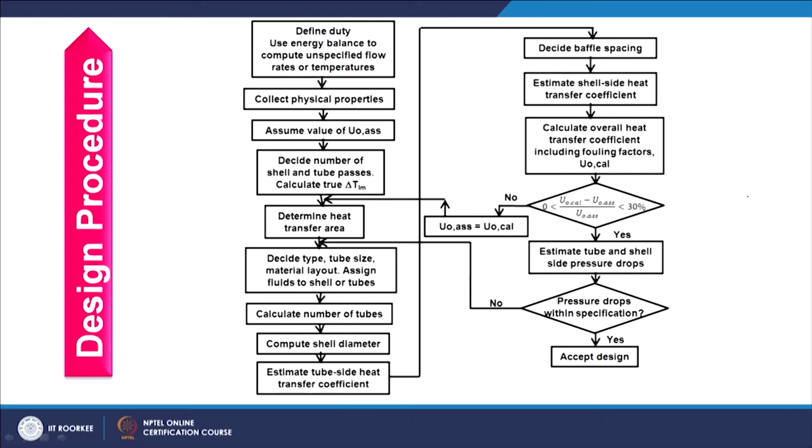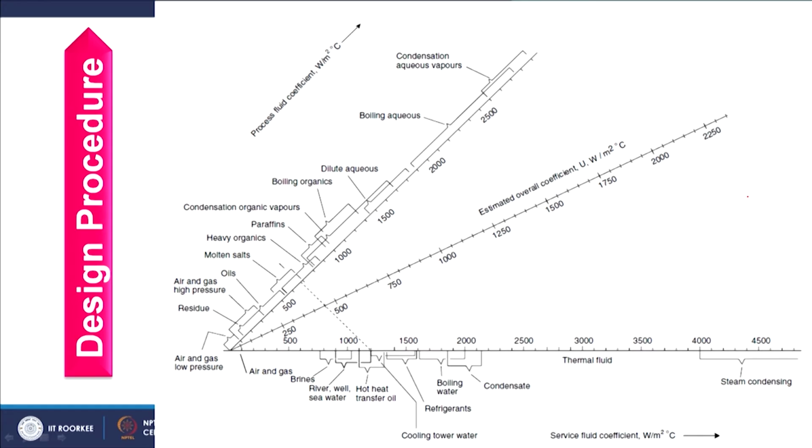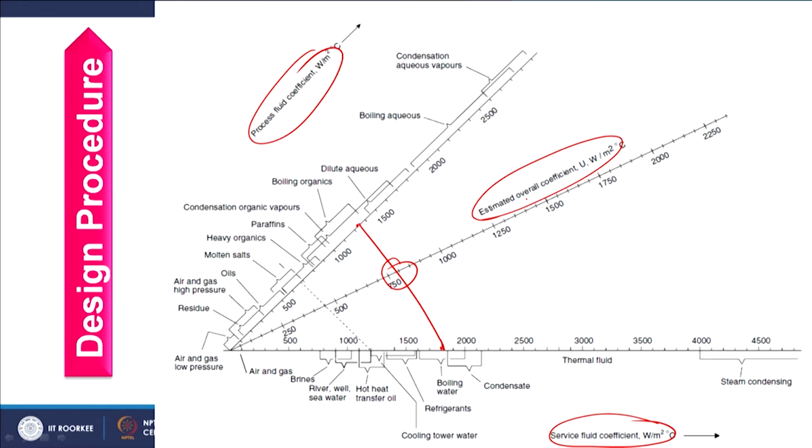And after that we have to assume the overall heat transfer coefficient value. Now how do I assume this? That you can do through this graph which I have already discussed in basic design parameters. So here I have the process fluids and here I have the service fluids. Depending upon the process fluid and service fluid, you can consider the center of these ranges for whatever fluids you are considering, and just draw a line between the two, and wherever it is cutting this middle line, which is basically the estimated overall coefficient, I am calling it the assumed overall coefficient, okay. So this value you can choose as the assumed overall heat transfer coefficient, okay.